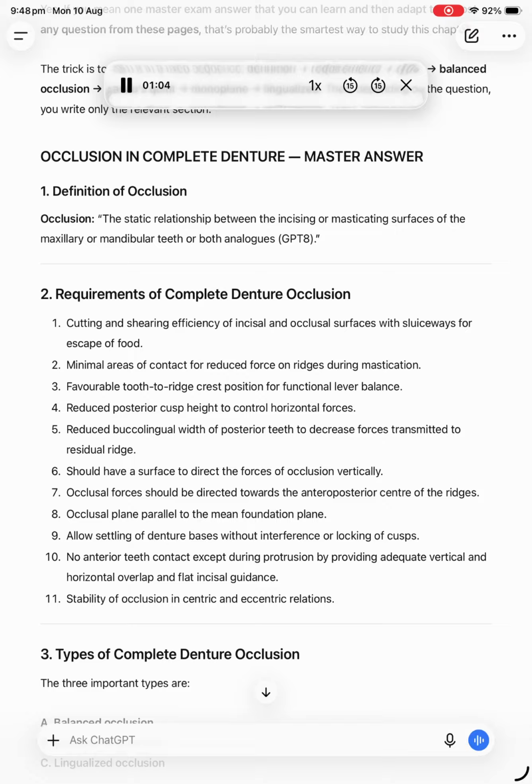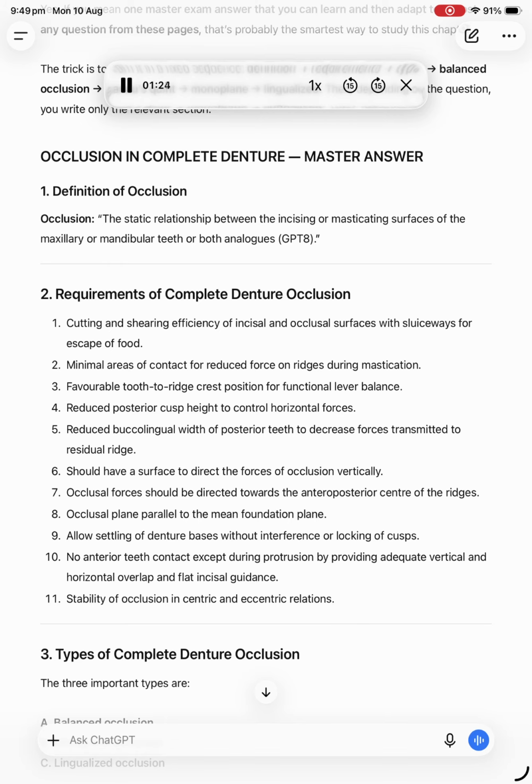5. Reduced buccolingual width of posterior teeth to decrease forces transmitted to residual ridge. 6. Should have a surface to direct the forces of occlusion vertically. 7. Occlusal forces should be directed towards the anteroposterior center of the ridges. 8. Occlusal plane parallel to the mean foundation plane.